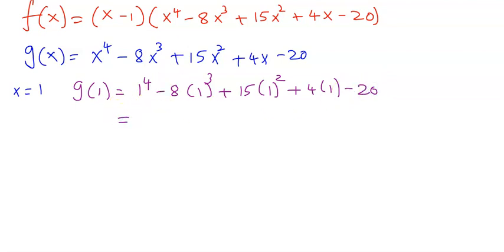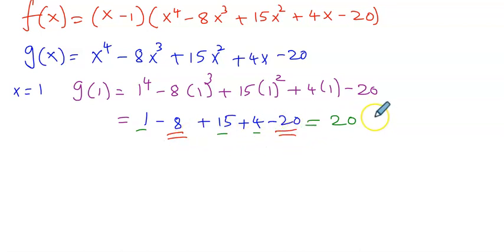Giving you how much? 1 to the 4 is 1 only. Minus 8 times 1 cube is 8. Similarly, 15 here, 4, minus 20. My positives: 1 plus 15 is 16, 16 plus 4 is 20. And negatives are minus 8 minus 20. Add those two, gives you 28 with a minus sign.